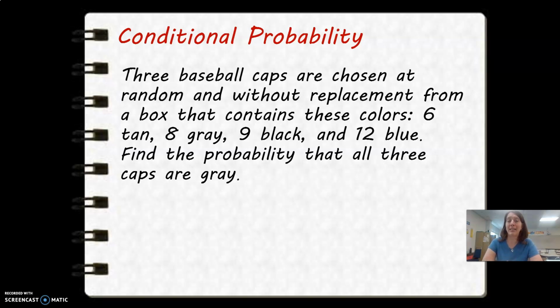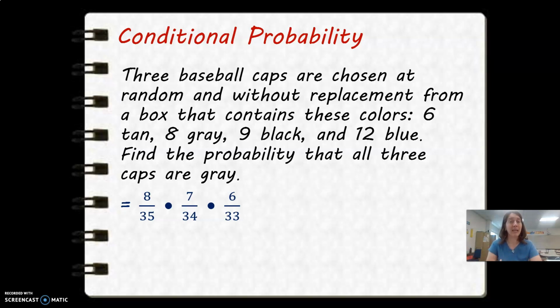So I'm looking for 3 baseball caps and I'm going to choose them at random and I'm not going to replace them as I go to select them. In our box, we have 6 tan, 8 gray, 9 black, and also 12 blue. So my job is to find the probability that all 3 caps are going to be gray. Well, currently I have 8 gray, so that's how many possibilities I can have in this question over the total number of hats that we had. So if I add 6, 8, 9, and 12 together, I'll get a total of 35. So my first fraction is 8, how many ways could it happen, over the total of 35 hats? Well, there's multiple things that I want to happen, so I'm going to be multiplying together in our question.